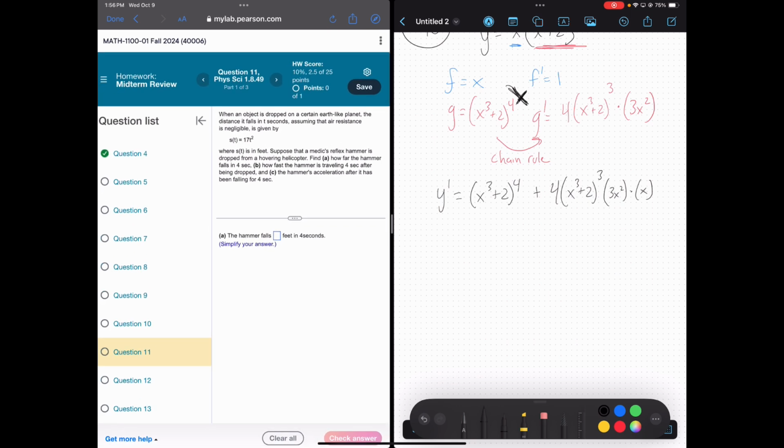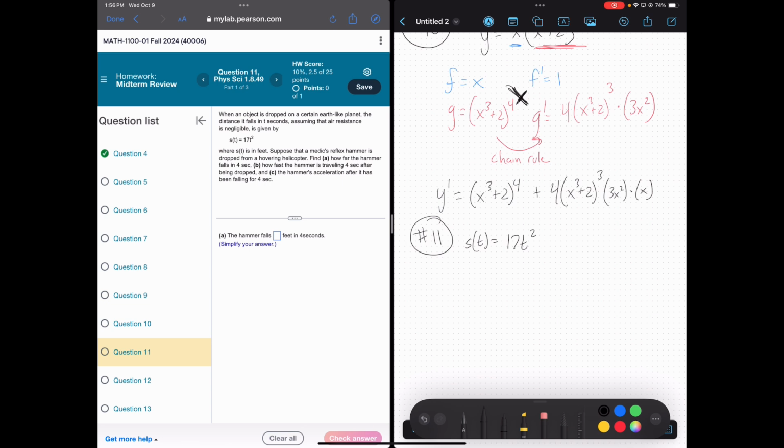Aha! This is a good position function. This is a good position, velocity, acceleration type problem. So, an object is dropped on a certain Earth-like planet. The distance it falls in t seconds, assuming that air resistance is negligible, is given by the following position function. So, we have s of t equals 17t squared. Suppose that a medic's reflex hammer is dropped from a hovering helicopter. Find how far the hammer falls in 4 seconds.